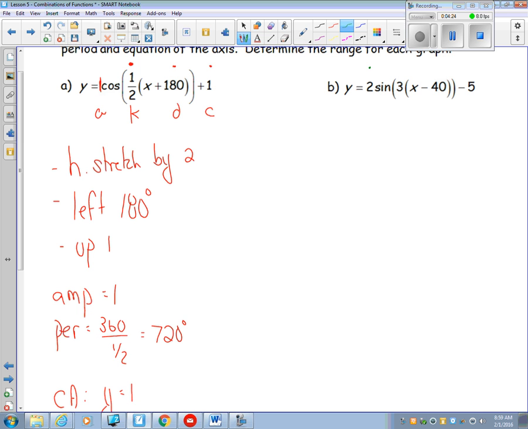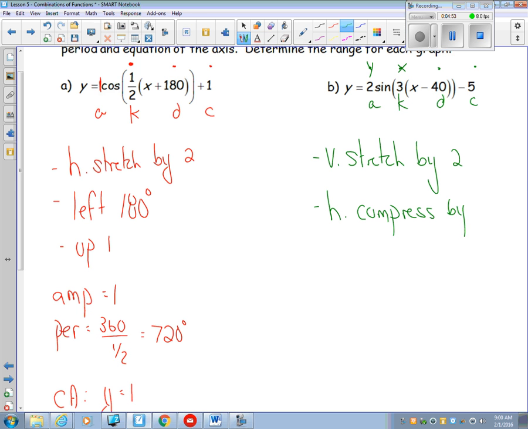Okay, every time I see a number, that does something. Okay, I'm going to put the letters in underneath. I see 4 things. A, K, D, and C. And what does the A do? That's a vertical. It's a Y thing. It's a vertical stretch by 2. The K thing, it's a horizontal thing. The X's do the opposites, right? So it's a horizontal. It says 3, which means I'm dividing by 1/3. D is the next thing. It does an opposite. It says subtract 40. So we're going to actually add 40, which means we're going to the right.